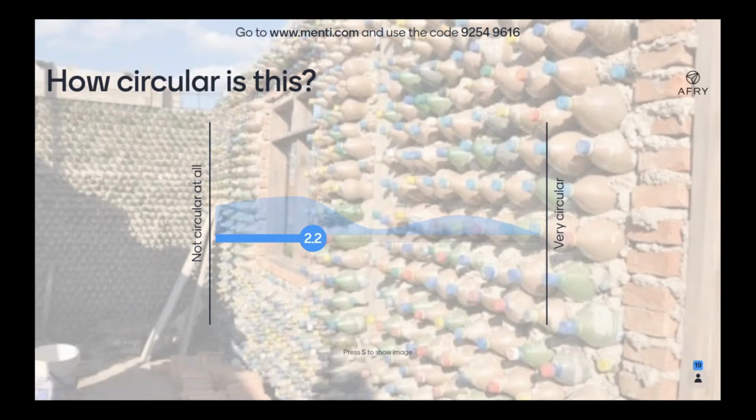So there are many things to take into account, and looking at the whole value chain, from a holistic perspective, it's not so obvious how circular things are. So now I'll go back to the presentation.